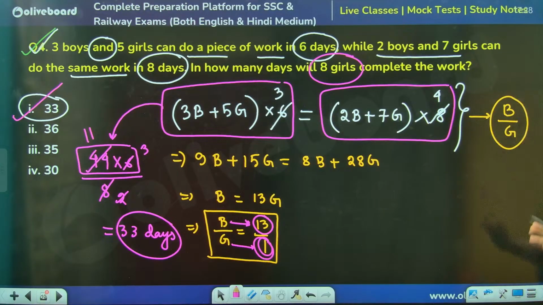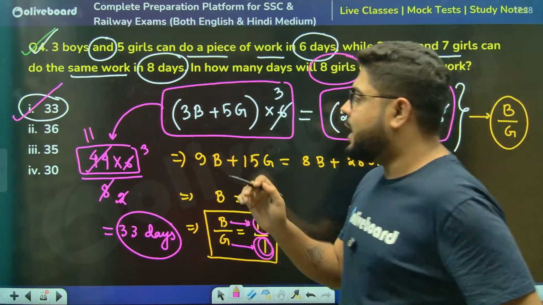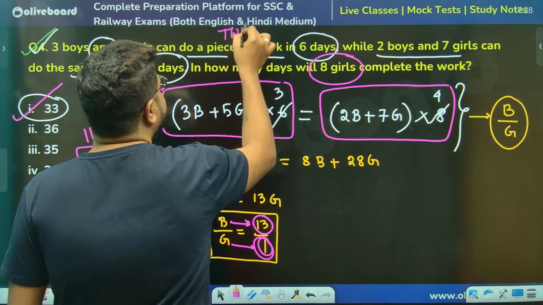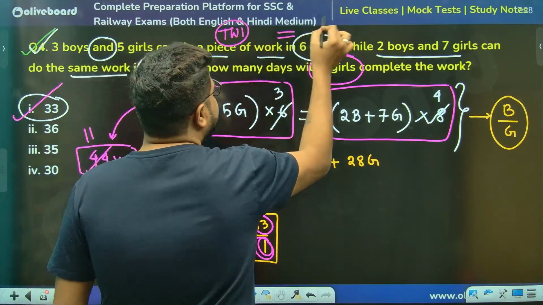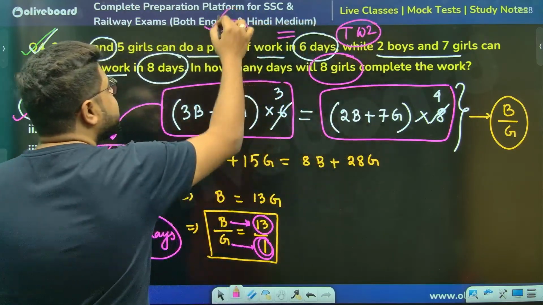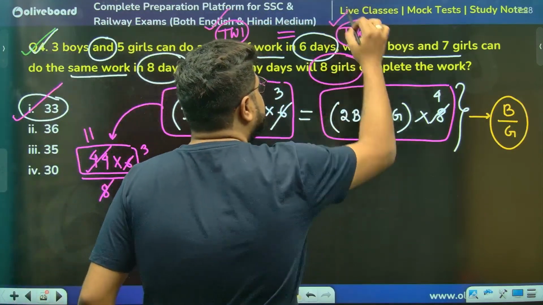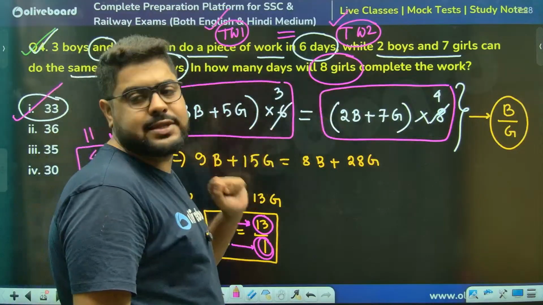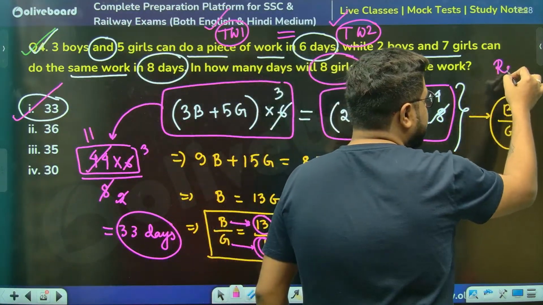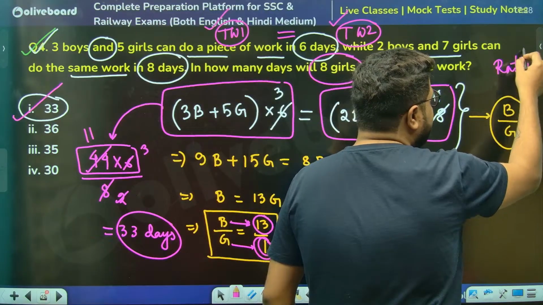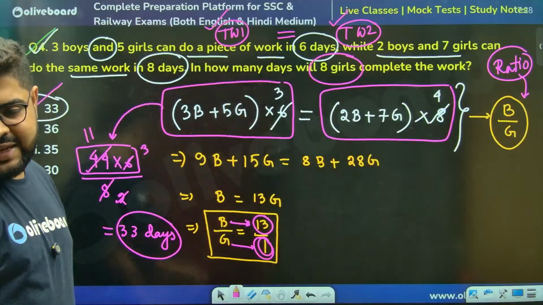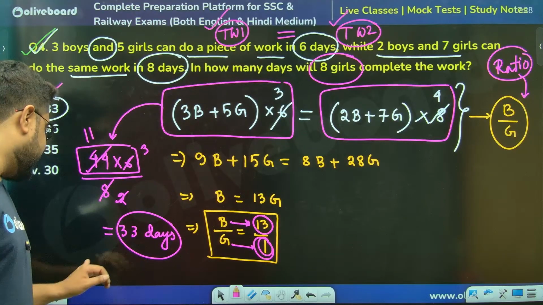So always remember, if you get a question of this type, your equation will be TW1 is always equal to TW2, meaning total work from situation 1 is equal to total work from situation 2. From there, your job is to find this ratio. And once you get this ratio, the whole thing becomes very, very easy. Clear? Moving on. Next one.